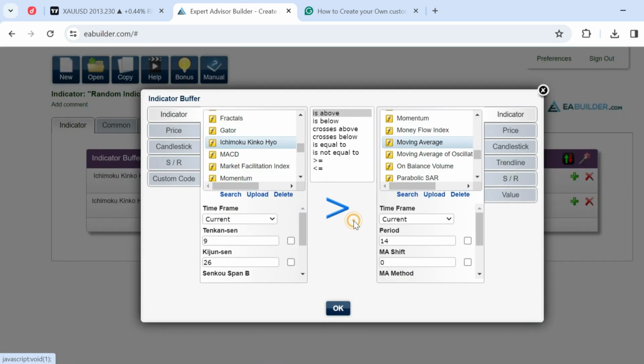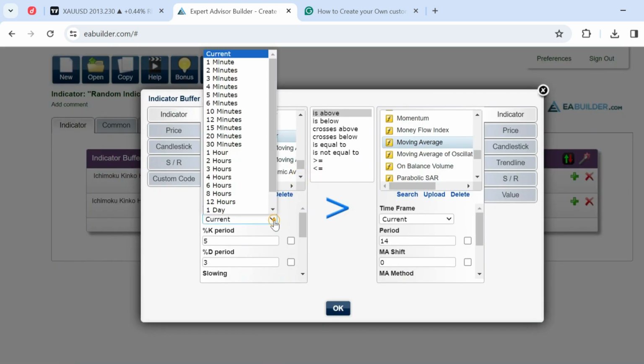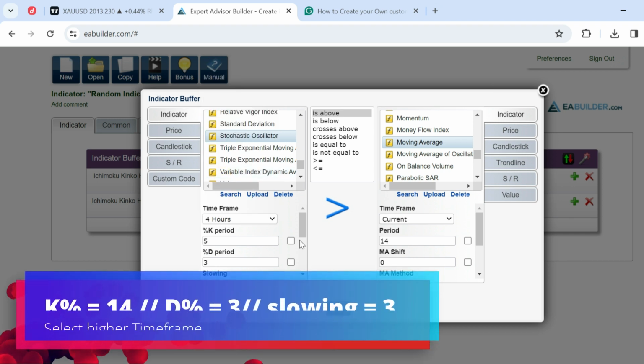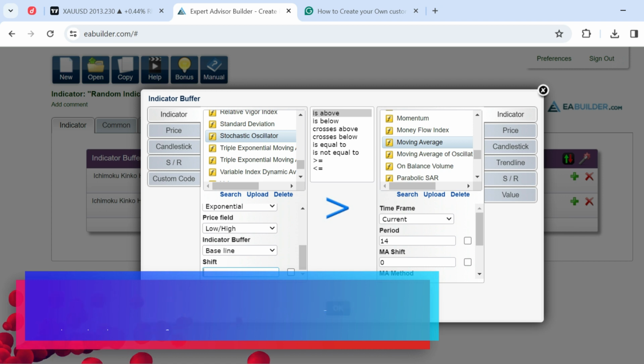Once selected, set the time frame to the higher time frame of your choice. The K period should be set to 14, while the D period is set to 3. Likewise, the slowing period is also set to 3. This will smooth out the stochastic a whole lot compared to the default settings. The method should be exponential, with the indicator buffer being the baseline.